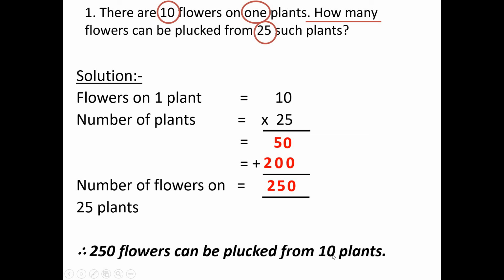Sorry, this is a mistake here. It will be 25 here. Please pay attention. Here there will be 25 plants since they have asked us for 25 plants. So 250 flowers can be plucked from 25 plants.